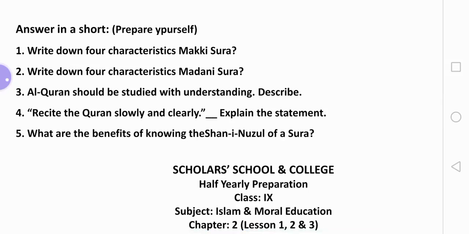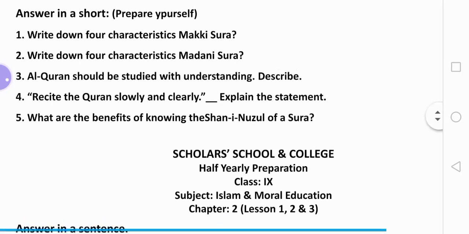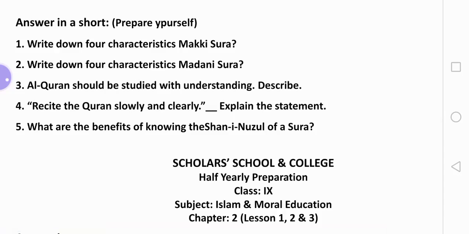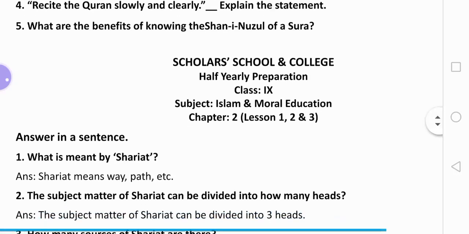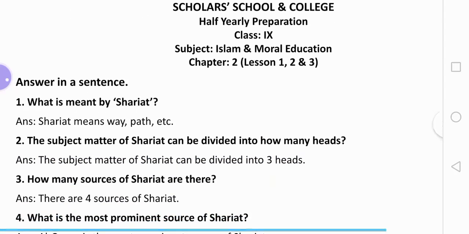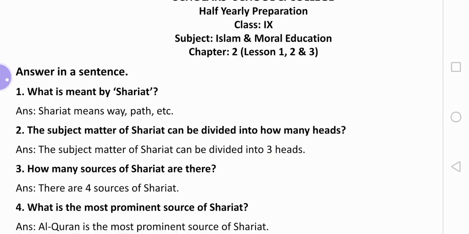and you will make a note. Number 4, recite the Quran slowly and clearly. This is a verse from Surah Al-Muzammil; you have to give the importance of Tajweed here. Number 5, what are the benefits of knowing the Shani Nuzul of a surah? Already we have discussed; we have got 2 benefits from our text. You may mention these. These are actually B type questions. And the previous note, note number 1, I uploaded a few days ago.